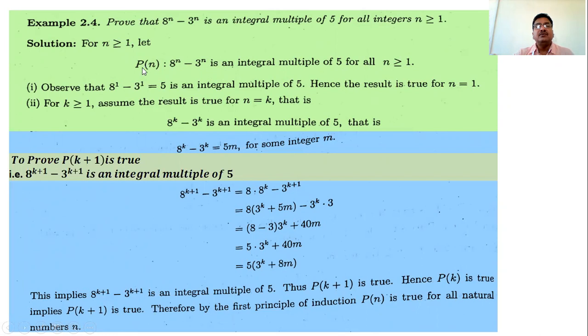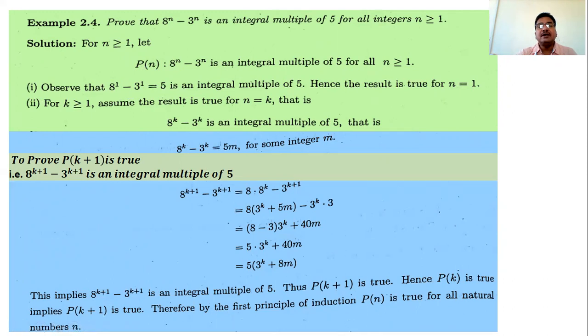Now, what is the first step? We have to prove this result by using mathematical induction. And so the first step is: prove the result is true for n is equal to 1. That is, show P1 is true. That is, substitute n as 1. So what do we have? 8 raised to 1 minus 3 raised to 1 is 5.